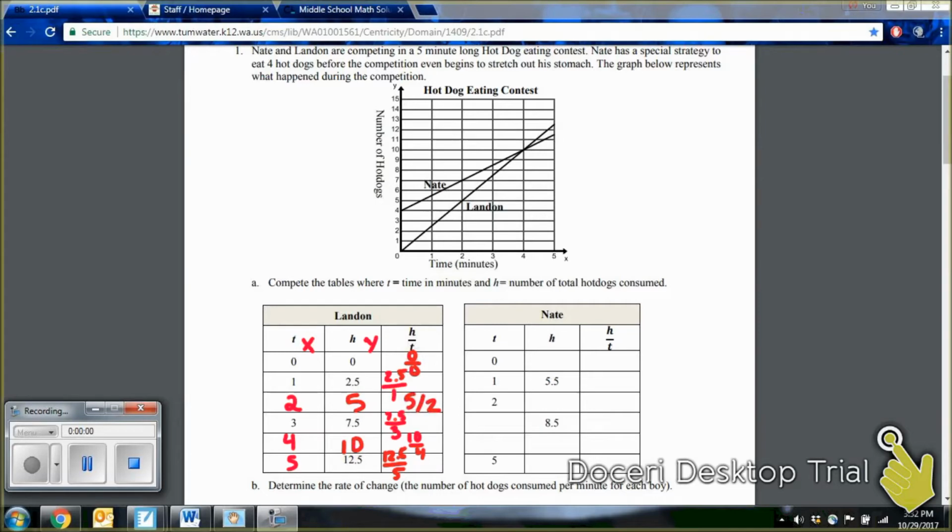So I'm going to give you guys some time now to fill in Nate's complete table. Now we're going to check our work together here in a minute. So you're filling in Nate's total table on your own right now. Okay, or you can work with your table partner. Go ahead and start.